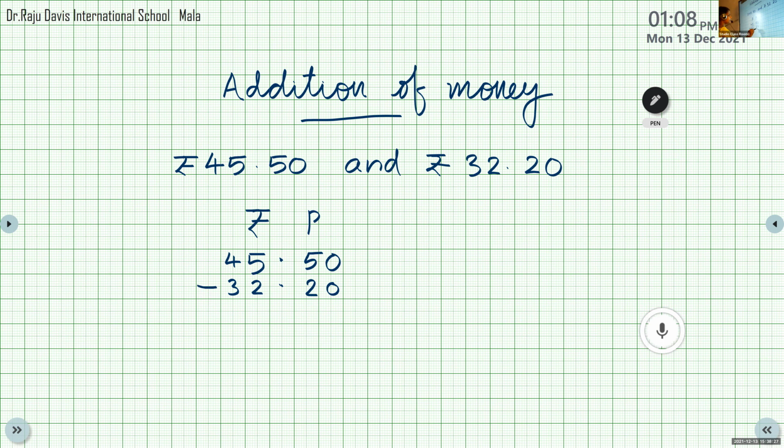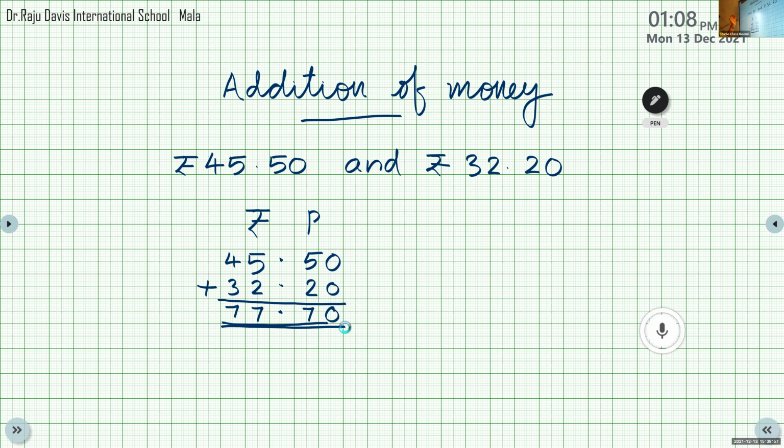Then we can start from the right side. 0 plus 0, 0. 5 plus 2, it's 7. Then the dot. Then we move to the rupees. 5 plus 2, it's 7. 4 plus 3 is equal to 7. So we can read this as 77 rupees 70 paisa. Very simple. Here we are not regrouping anything. Directly we are adding.